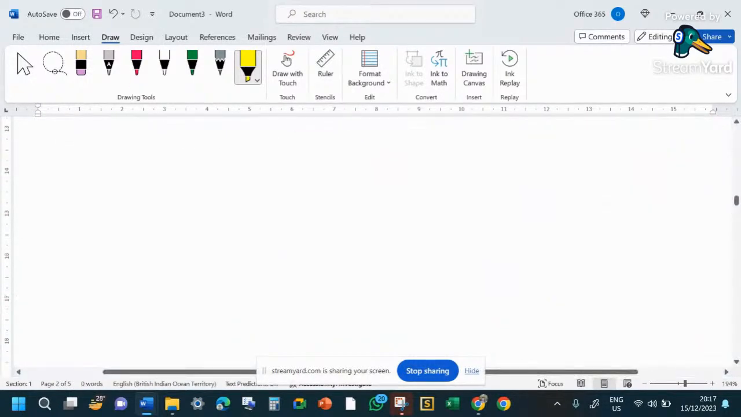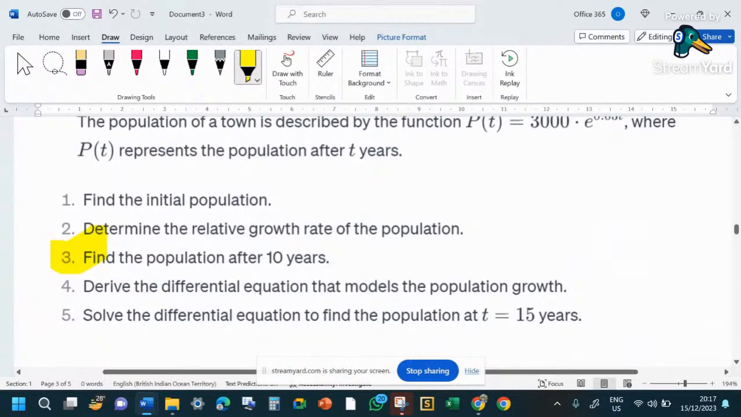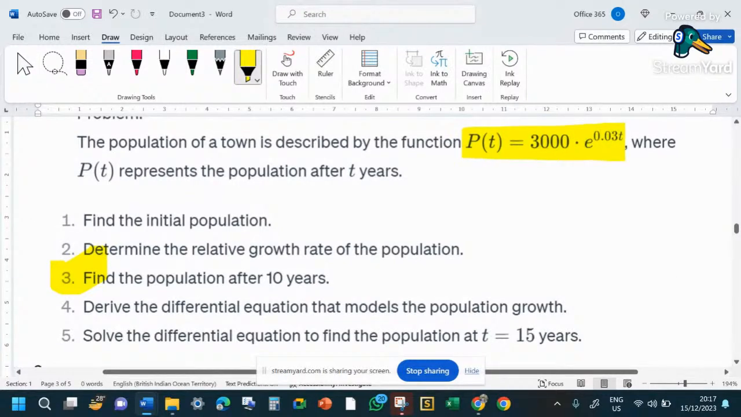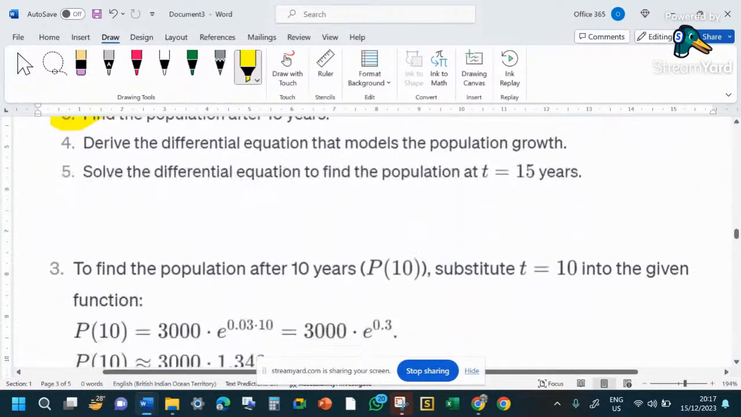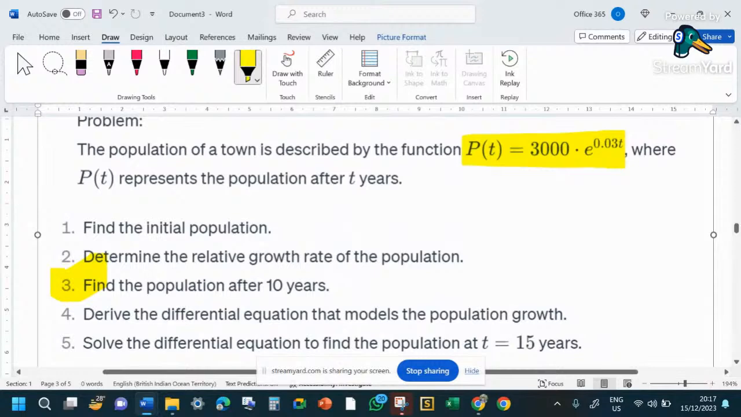That's number 2. For number 3, find the population after 10 years. Okay, so we will be using the same growth formula, and that's what we're going to use in here. So P, let's write it down.